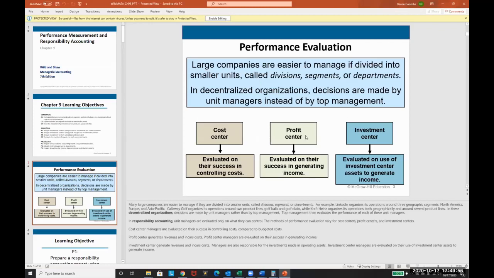A profit center is evaluated on their success in generating income. And so some accountants can assist profit centers. That's what I do in my day-to-day. I'm a revenue accountant. But our job will still be focused on what we consider more of a cost center, while managing our costs, while helping the sales team or the engineering team or the engineering sales team focus on generating profits for the business or selling products.